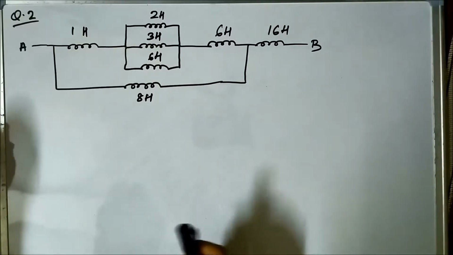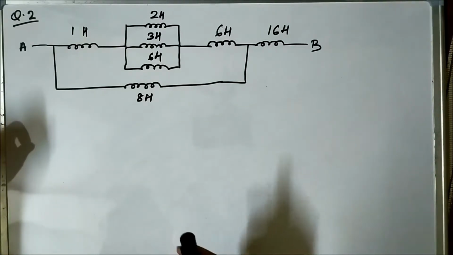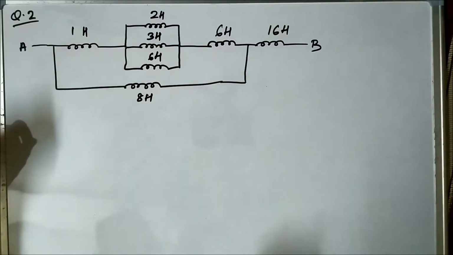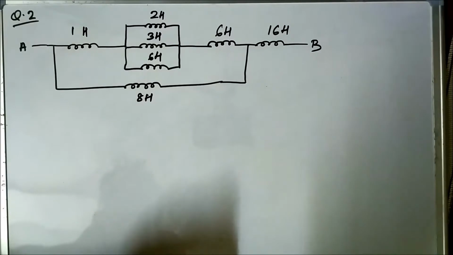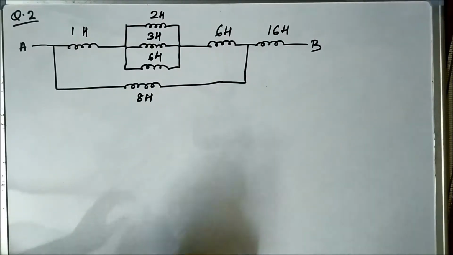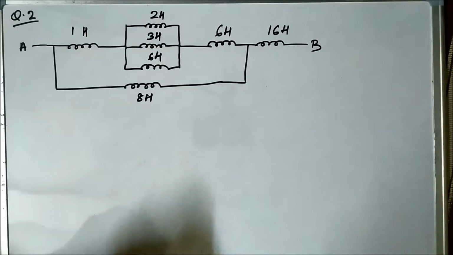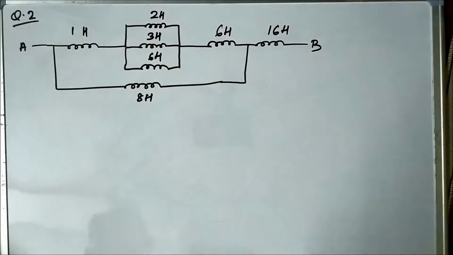So this is the second question which we are going to solve related to equivalent inductance. Here we have more inductors. In total we have 7 inductors, having inductances 1 Henry, 2 Henry, 3 Henry, 6 Henry, 8 Henry and 16 Henry.